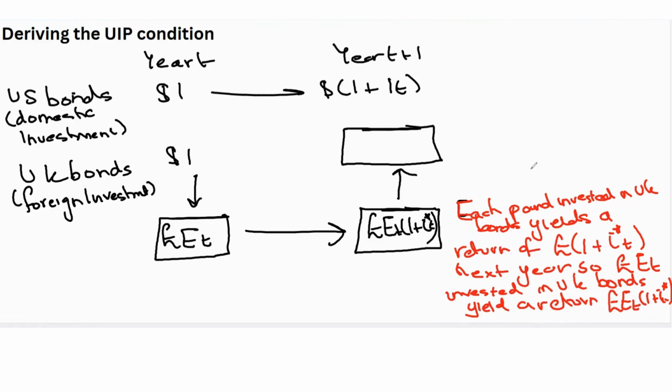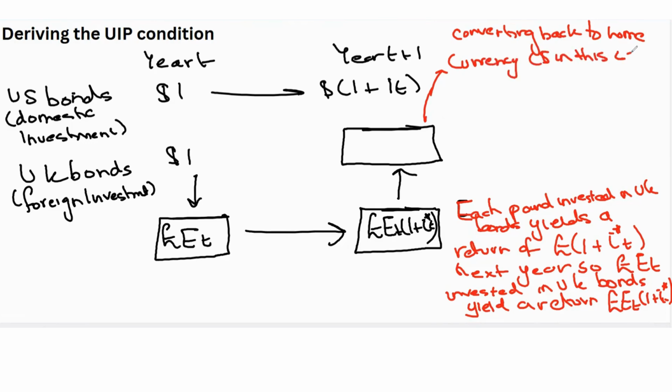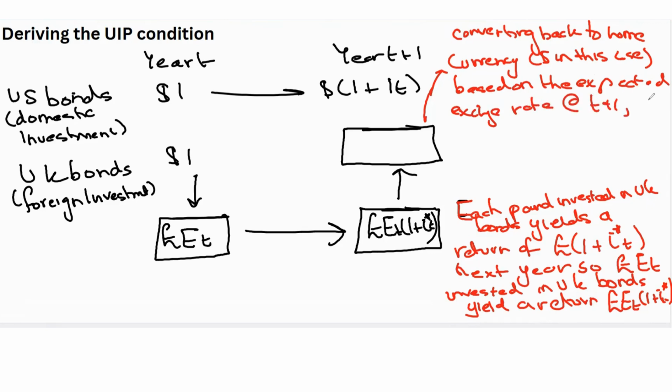Now, in the end, you have to convert back to home currency. Okay, I need more space for this, so let me just write this here. This is related to this box. Now converting back to home currency: in the end, you have to convert it back to home currency, dollar in this case, right? Because we're looking at everything from the perspective of a US investor. And you will do this based on the expected exchange rate at T plus 1, EET plus 1.